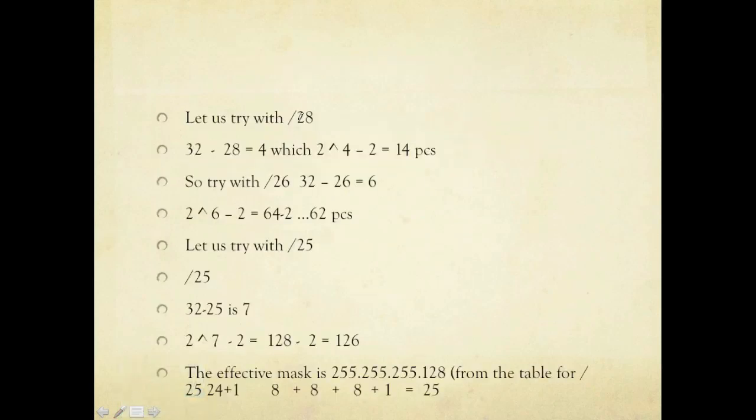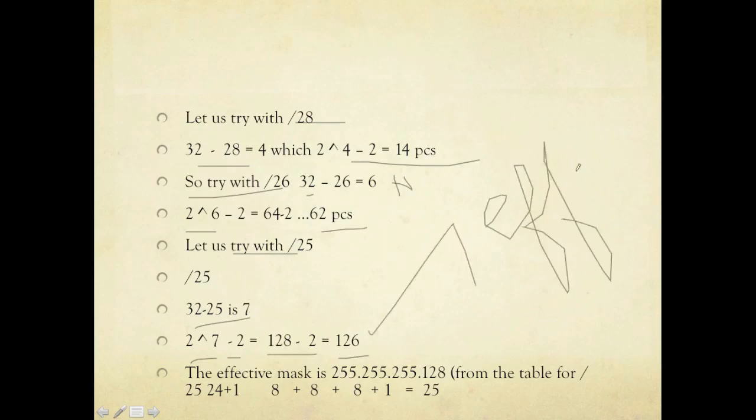Okay guys, so now let us check the answer. I'm going to try slash 28, which is 32 minus 28, giving you 4. So it supports only 14 PCs. Then I'll try slash 26, which gives you only 62 PCs, 2 power 6 minus 2. And now I'll try slash 25, so it is 7. So 2 power 7 minus 2, which is going to fit.